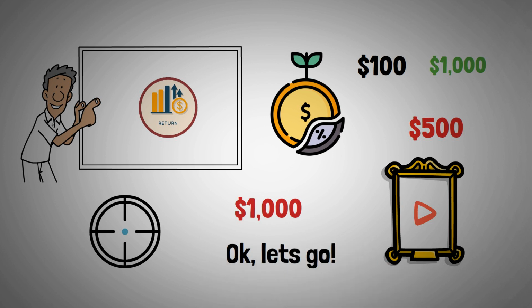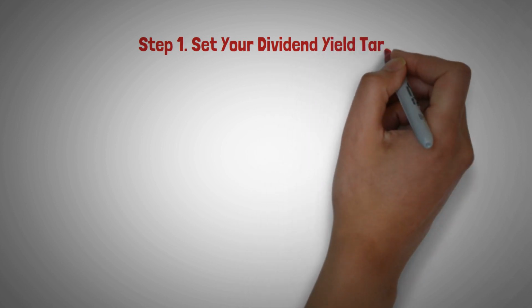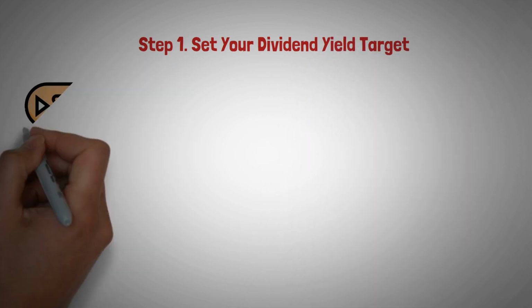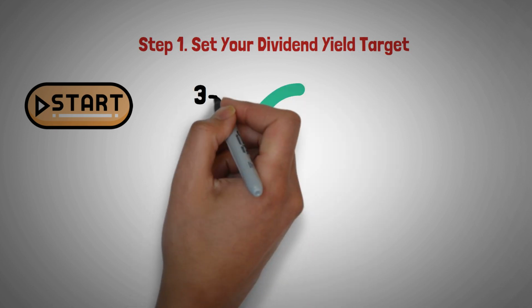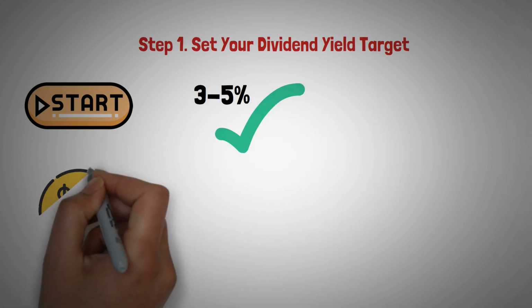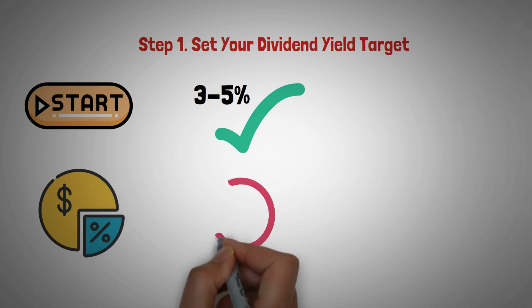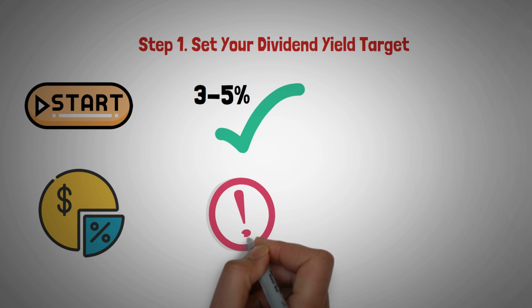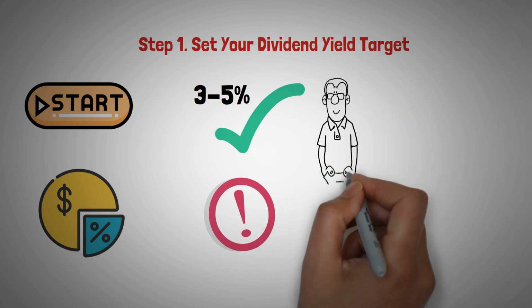Okay, let's go. Step 1. Set your dividend yield target. Start by choosing a desired dividend yield target, and a good range is typically 3 to 5%. While you can aim for a higher dividend yield, be aware that it may come with less dividend safety and higher investment risk. As an investor, the safety of dividends is crucial to me.